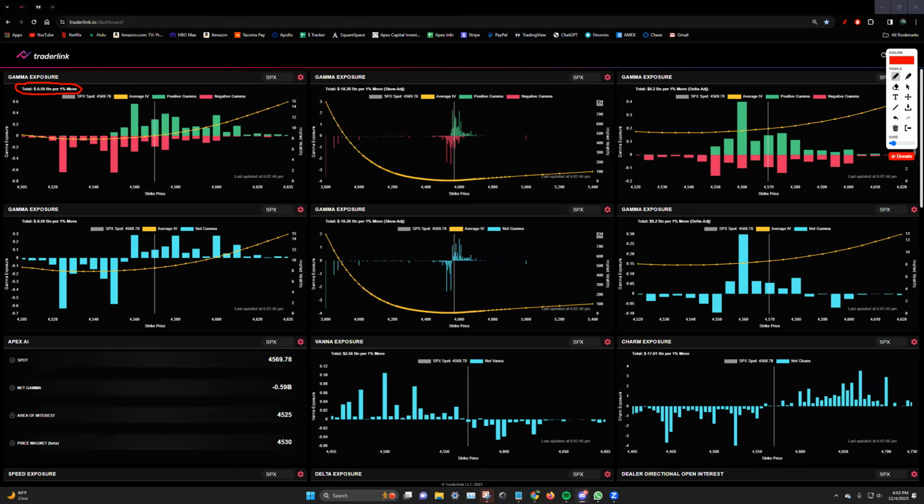So that's what we mainly watch for. So long as we're at plus 3 billion, in a positive environment, or minus 3 billion, in a negative environment, that's what we pay closer attention to.